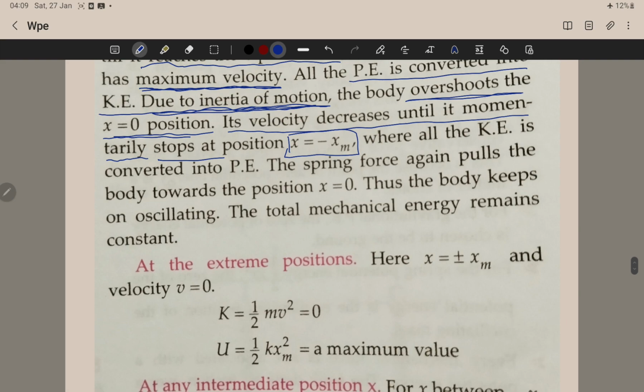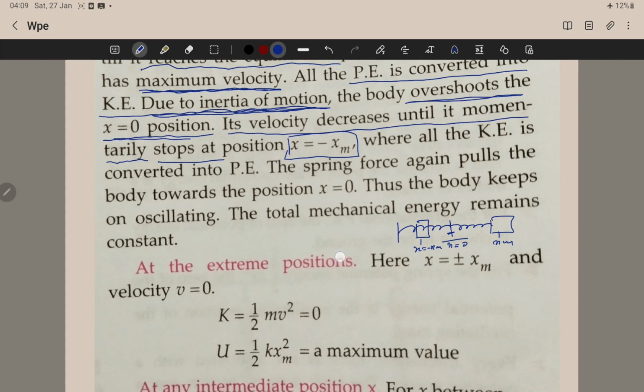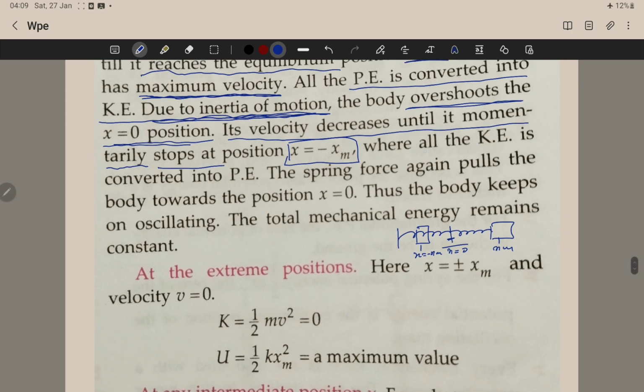So what is happening here? We have a spring with an equilibrium position at x equal to 0. We stretch this spring up to xm and release it. The block does not stop at the equilibrium position. It stops at x equal to minus xm because of the inertia of the block.